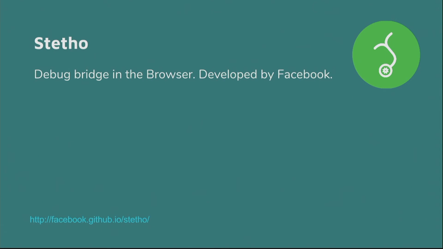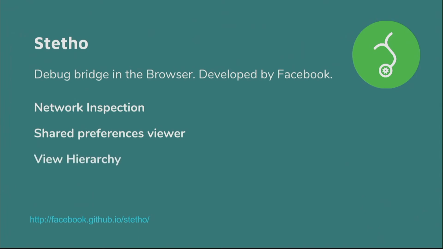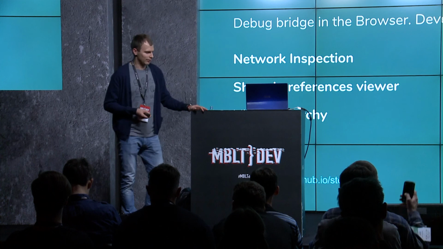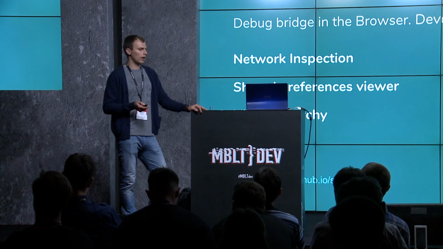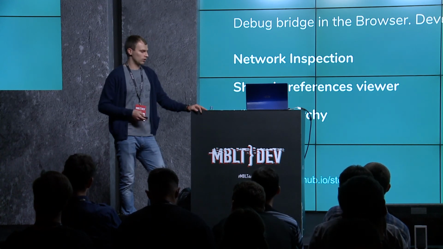This tool is like a debug bridge in a browser. So what you can do with Stetho, you just add it in your project, and you can see in your browser, actually in Chrome, network inspection. So you may see all the API calls going from the application. You also may see what you have stored in shared preferences. You also may see the view hierarchy. So it's something you usually have in Android Studio, or whichever IDE you use. I think no one actually uses another IDE for now. But you may send a version with a bug to someone, and just in the browser, you can see all this activity.